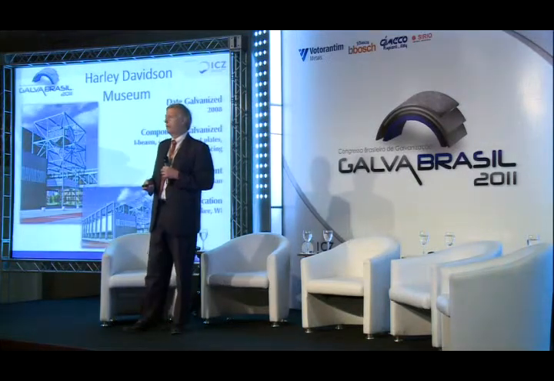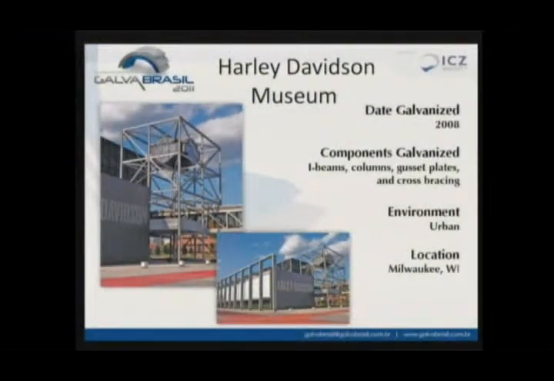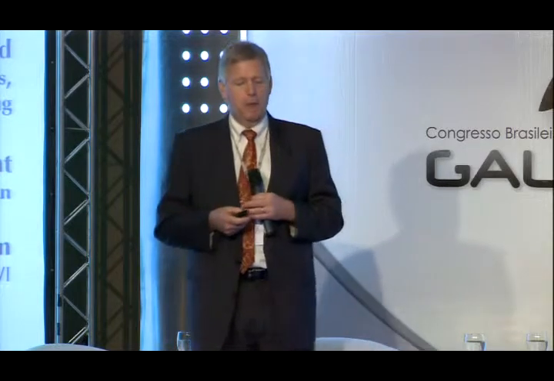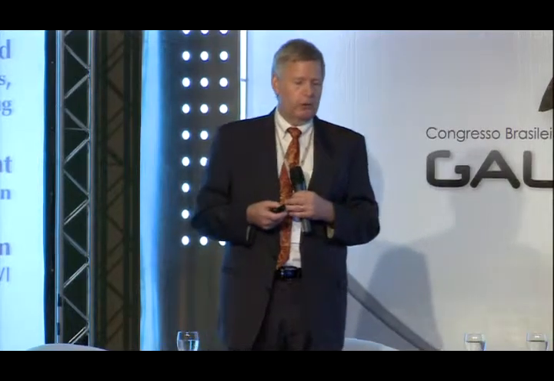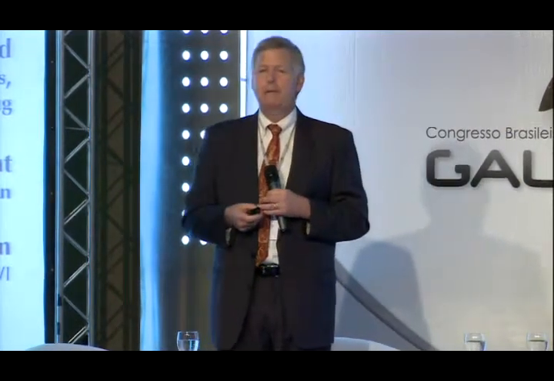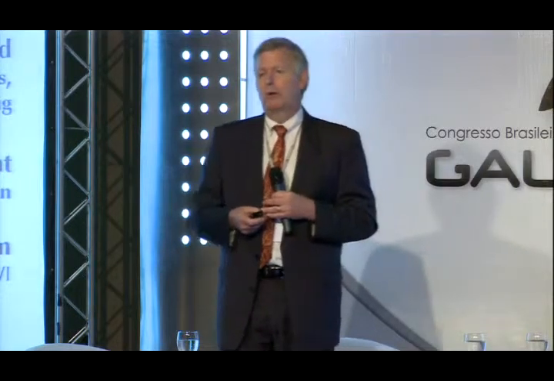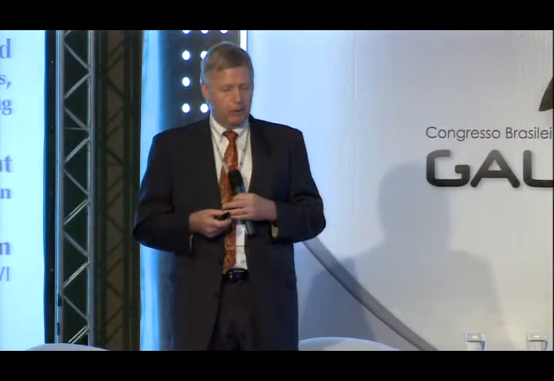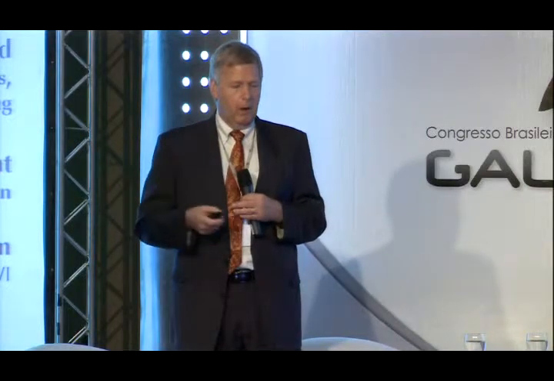This is a museum of the motorcycle company Harley-Davidson in Milwaukee, Wisconsin, which is their home. They have this structure. It's a rather industrial kind of structure with all kinds of exterior frames that you see in the picture, the I-beams, the structures, the columns, the plates to join things together, cross-bracing to hold everything together. And of course, this must be like any museum. You expect it to be beautiful, and you want it to be beautiful for a very long time. So they chose hot-dip galvanizing for this structure, and of course they will have minimal maintenance.